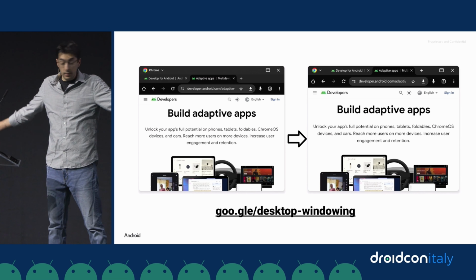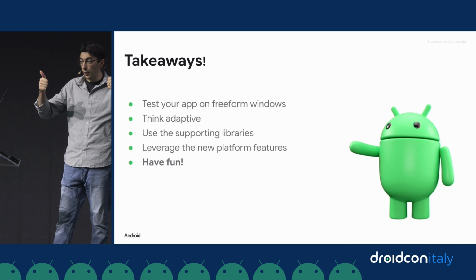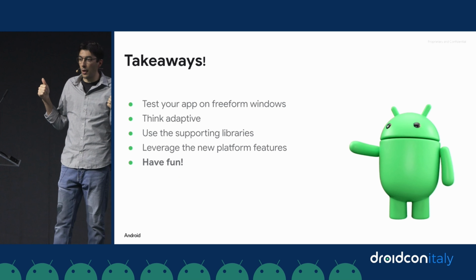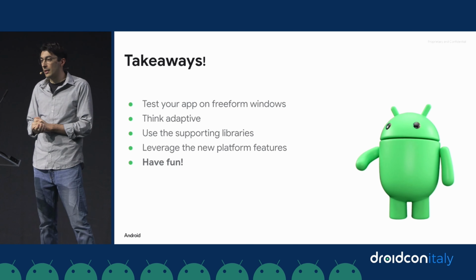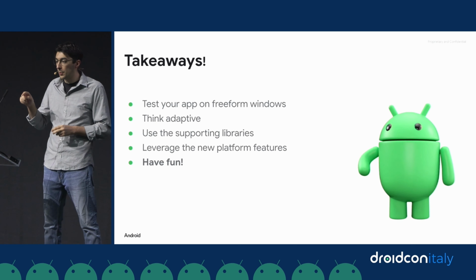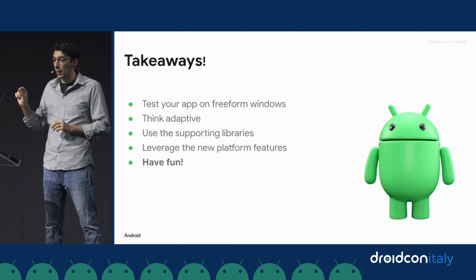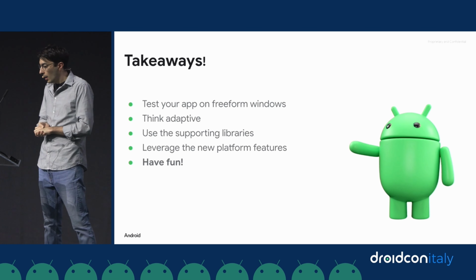And looks like we're done. Few takeaways. First of all, you need to test how your app behaves on desktop windowing. You don't want surprises. You can try it on the Pixel Tablet, or on the Pixel Tablet emulator. Just go into developer options and enable freeform windows. I also have my tablet here, so maybe you can even give it a try.